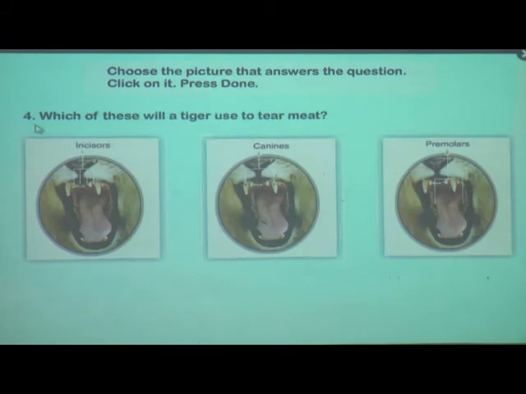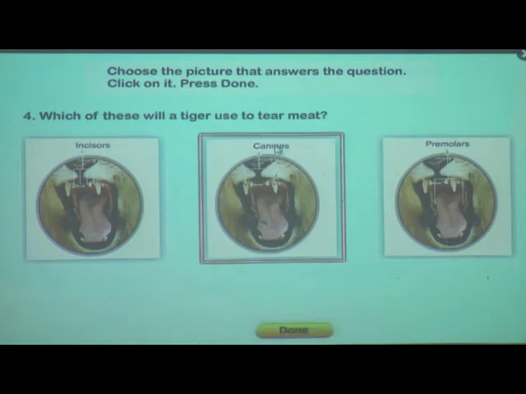Now read the question carefully. Which of these will a tiger use to tear meat? In the last session I explained this. See, in the first picture it is showing incisor. Incisor is cutting teeth, but the question is which of these will a tiger use to tear meat? So what are the tearing teeth? Yes, canines are tearing teeth. So we will click this and we will see. Yes, our answer is correct.